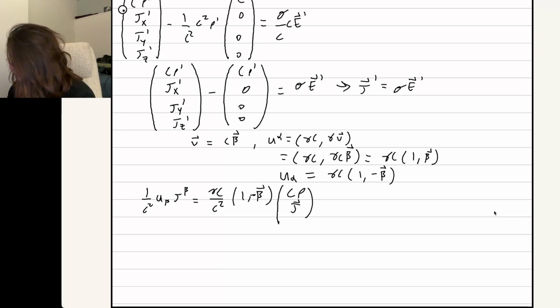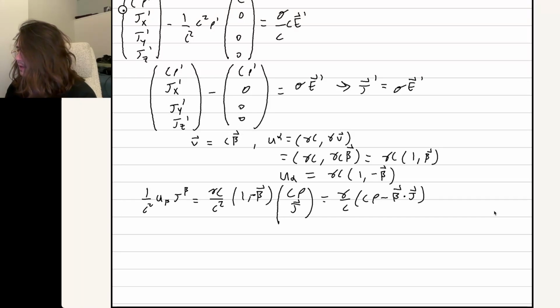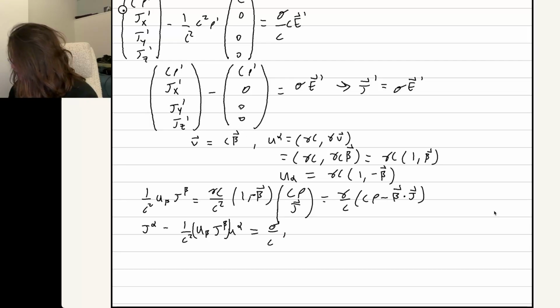Right? So taking the dot product of those, we get gamma over c, and we get c rho minus beta dot j. And that's pretty interesting. And we're going to use that result a lot. So looking back at our main equation, I'm just going to write it again to avoid confusion. It's j alpha minus 1 over c squared u beta j beta u alpha, and then there's a parentheses here, I think, equals sigma over c F alpha beta u sub beta.